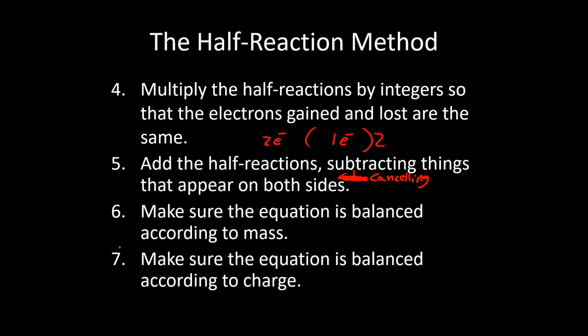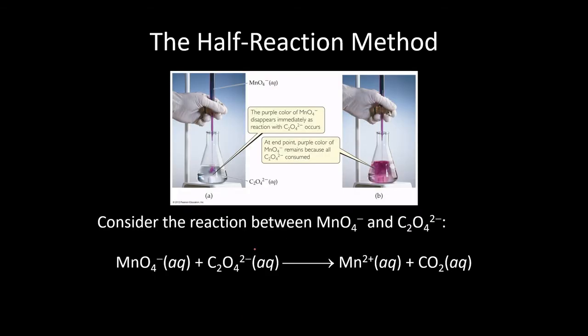And so then the last 2 steps here are essentially just checking to make sure that the balancing worked. So check to make sure it's balanced according to mass, which is to say that the particles, and then check to make sure that it's balanced according to charge. So if you go through that process, you will successfully balance your redox reaction. So let's look at an example here. So we have this unbalanced redox reaction occurring.